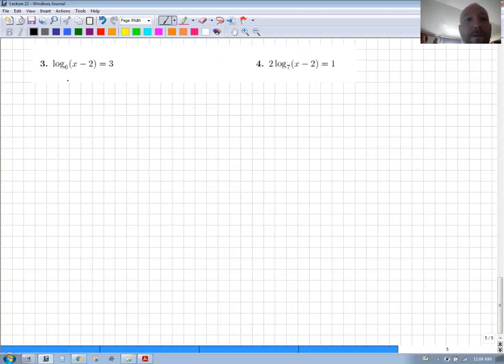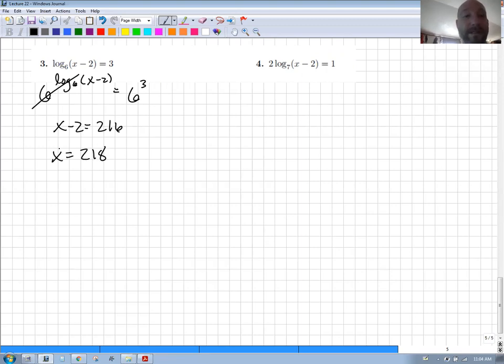Okay, so number 3 here, since it's a log base 6, we'll do 6 to the power of both sides. That goes away. We have x minus 2, 6 cubed. Use my calculator so I don't mess it up. 6 times 6 times 6 is 216. So adding 2 to both sides, we get 218.